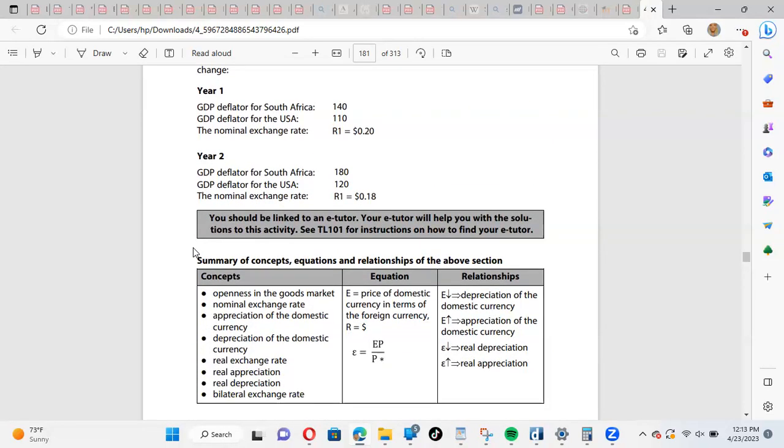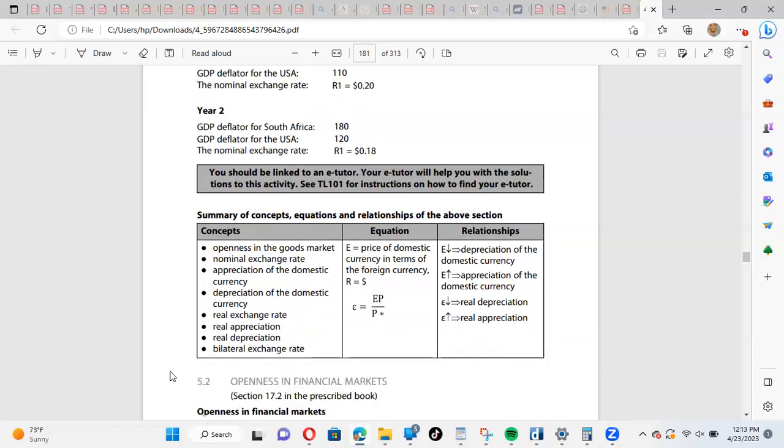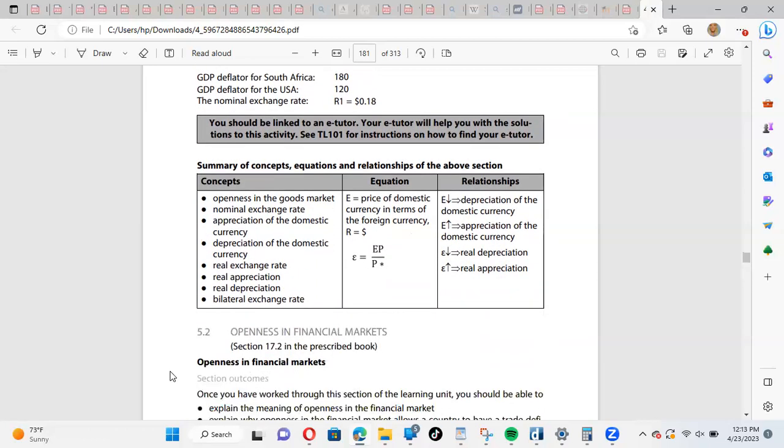All right, so in summary, E is the price of domestic currency in terms of the foreign currency. So the rand is equal to whatsoever dollars. And then this here is the real exchange rate, which is the nominal exchange rate times the domestic price divided by the foreign price, right? And then a real depreciation, etc.